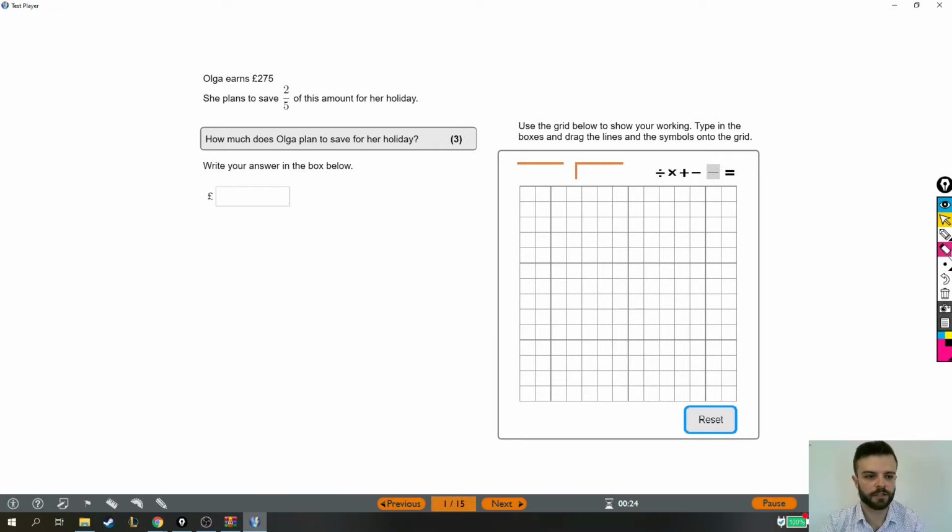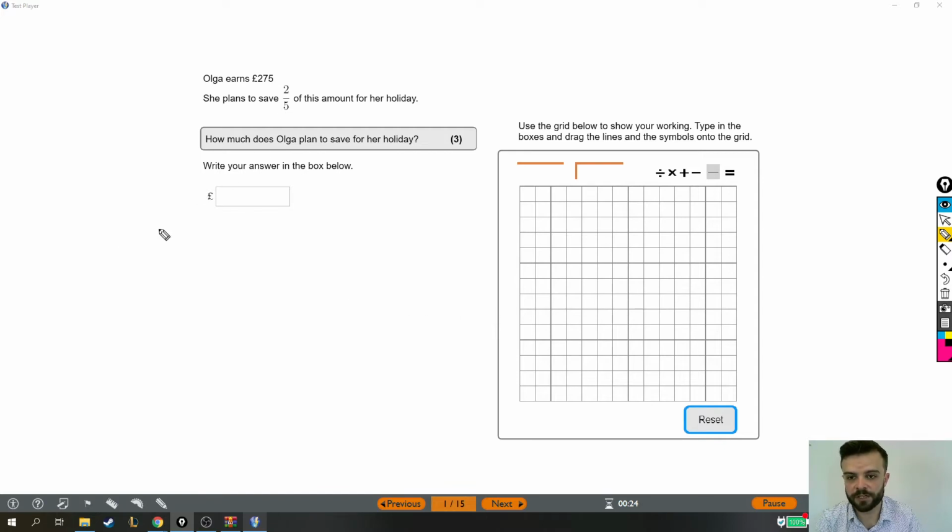Okay, so we're looking at a non-calculator level 1 functional skills question. Let's give it a read through. Olga earns £275. She plans to save 2/5 of this amount for her holiday. How much does Olga plan to save for her holiday? So we have to find 2/5 of 275. Make sure all our working out is in this working out box, and that's it. That's all we have to do.